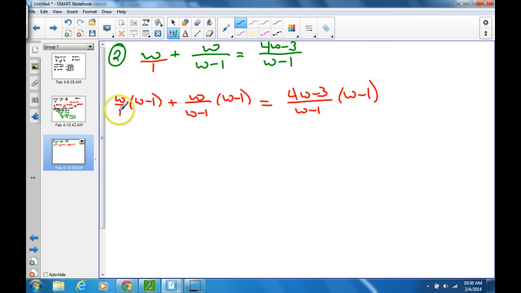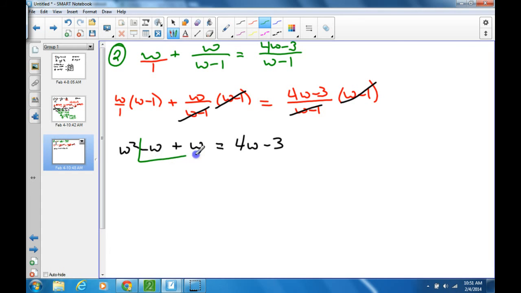So basically I can get rid of this 1. It's just a 1, right? So what's W times W? W squared, and W times negative 1? Minus W. Here, this cancels, right? So I'm left with a positive W. What cancels on this side? Yep. Okay, so first of all, these two can go together. What happens to both of those? They cancel out. So I have W squared equals 4W minus 3.